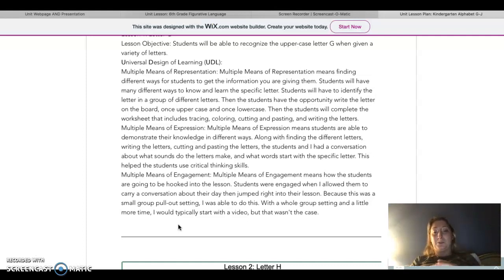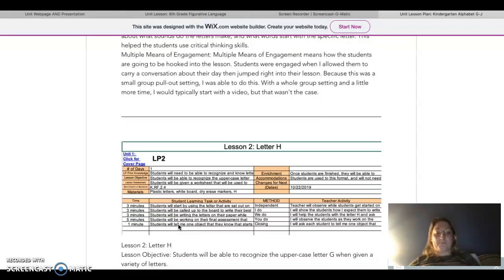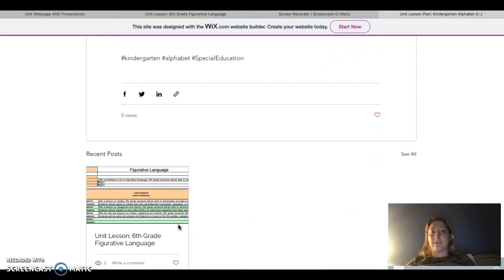If I were doing this for a whole group setting, I probably wouldn't start out with how was your day? I might start with a funny video that has to do with the letter G, or play popcorn or around the world with a ball where they could say one word that starts with G. But in this setting, I wanted to get to know the students and show them that I was interested in their lives. That's how I got the students engaged. They loved it, and then they got right to work. So that's the same throughout my lessons.